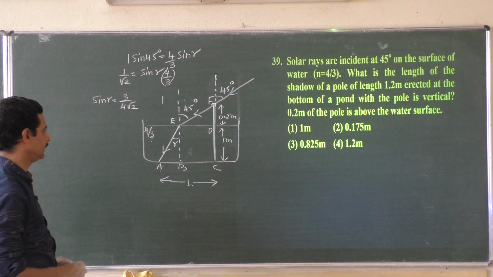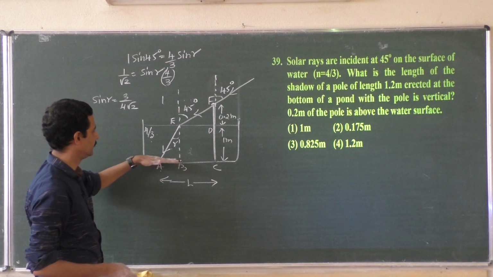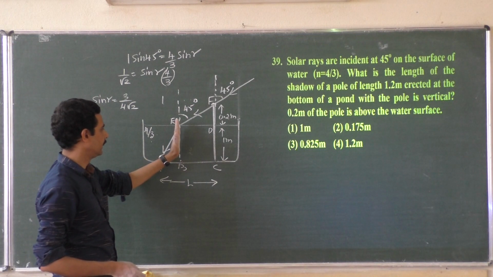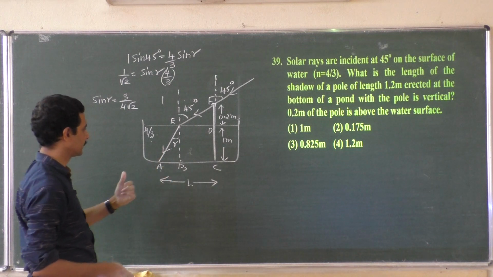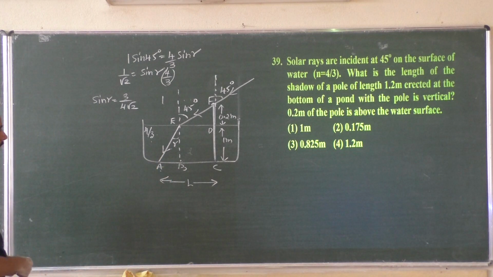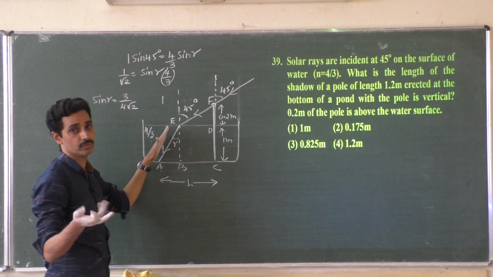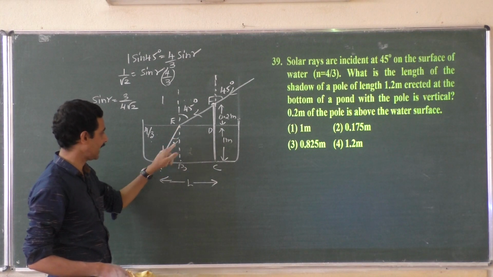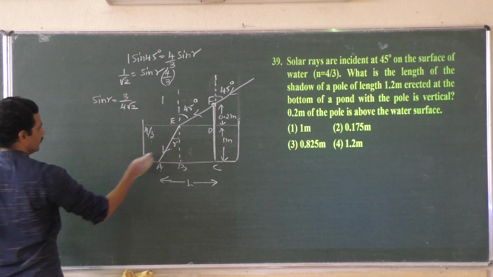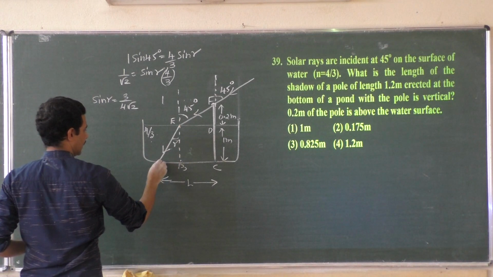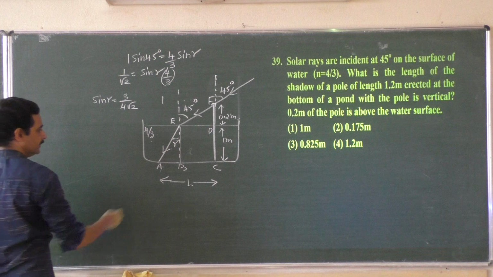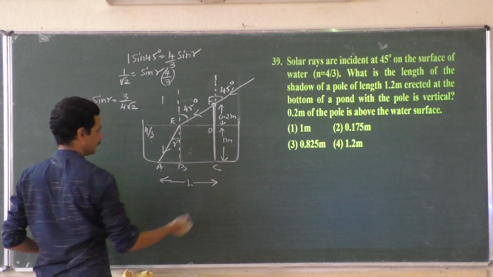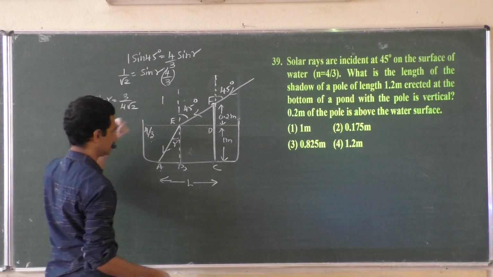AB by opposite side by adjacent side. But will I get the opposite side? Opposite side by hypotenuse, no use. Sin R is opposite side by hypotenuse, and I don't know the hypotenuse. I know this one, tan R. Tan R is opposite side by adjacent side. That is possible. Then you will get the opposite side, then plus BC. That will do. We will see how to find out BC later.